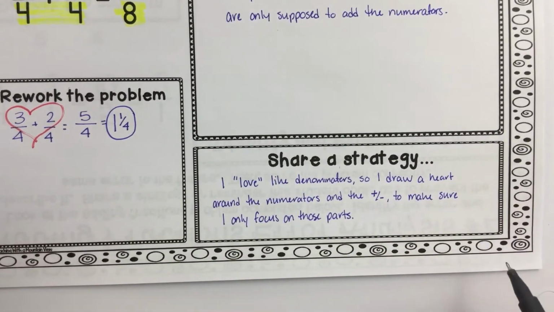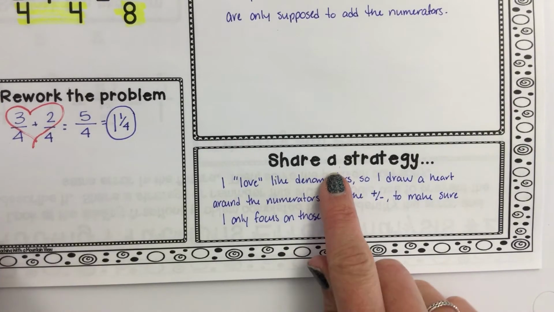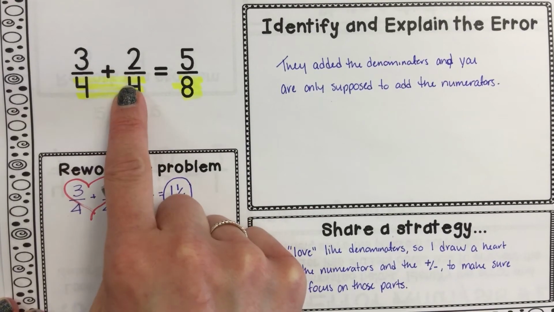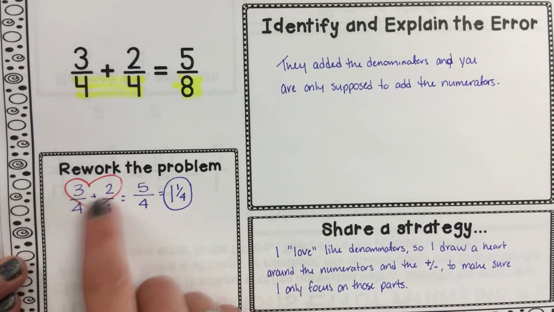That is my strategy. So for every problem, I want your strategy to focus on the error that was made in the problem. In this particular one, the error was made here. So what is my strategy to avoid that error? I draw this heart to focus just on those numerators.